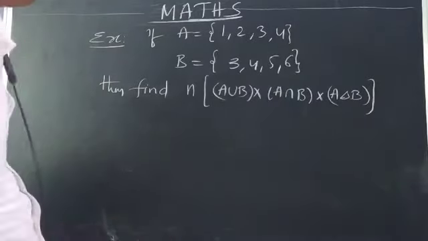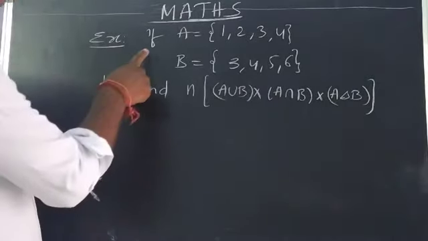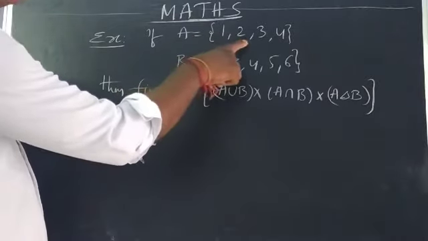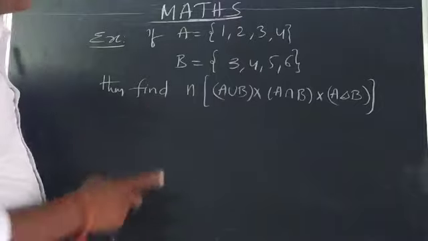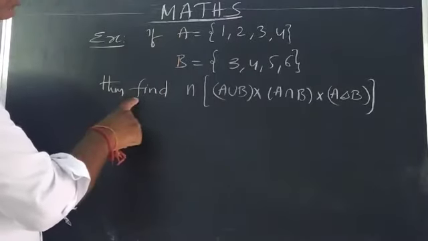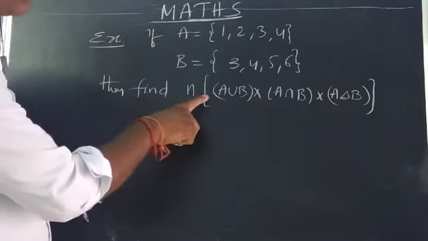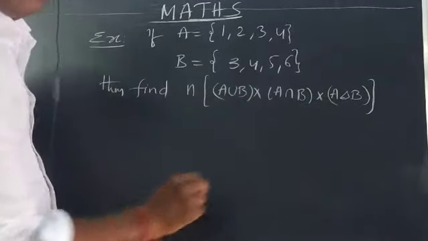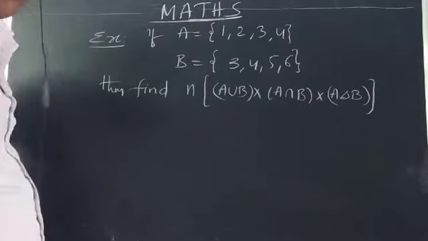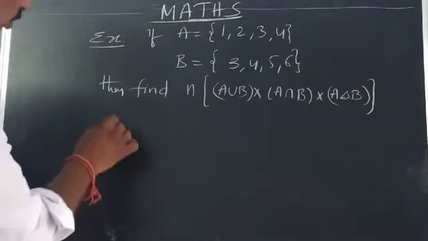In that example 1, see here. In this example we have set A as 1, 2, 3, 4, right? And B having 3, 4, 5, 6. So we have two sets. Now what are we going to find? We are going to find the number of elements in (A union B) cross (A intersection B) cross (A symmetrical difference B). Right? See how I am going to solve this.